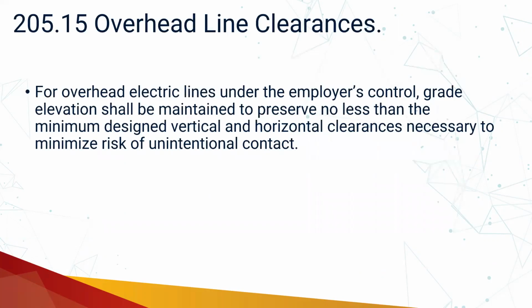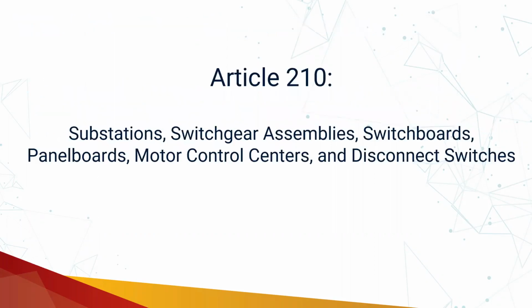Overhead line clearance, so there is vertical as well as horizontal clearance. Over a period of time, if due to sag the vertical clearance has reduced, we need to take that into consideration, because if that vertical clearance is reduced, there is a chance that if any vehicle is passing by, that may come within the limited approach boundary. So for overhead electric lines under employer's control, grade elevation shall be maintained to preserve no less than the minimum design vertical and horizontal clearance necessary to minimize risk of unintentional contact.